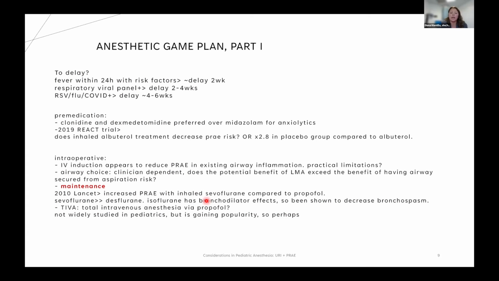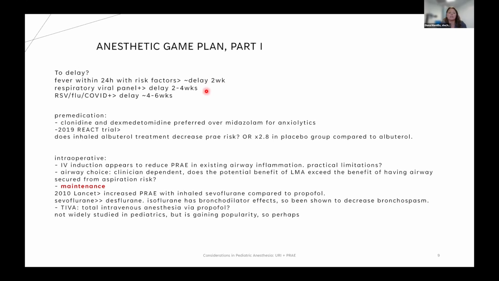So let's get to a game plan. Every anesthetic has a game plan, and they also have game plans part B if you've ever met an anesthesiologist, because they usually are pretty prepared when it comes to the operating room. But the first question is, do we actually need to delay the surgery? Usually, surgeons will agree that if there's been a fever within the past 24 hours with any of the risk factors that we talked about before, usually they delay about 2 weeks.